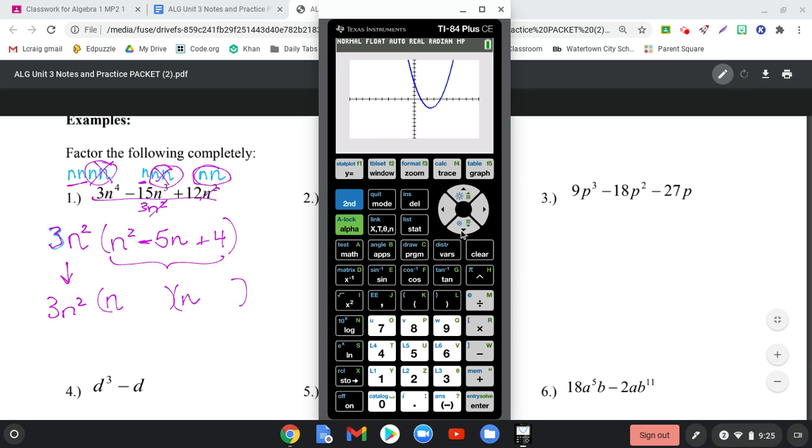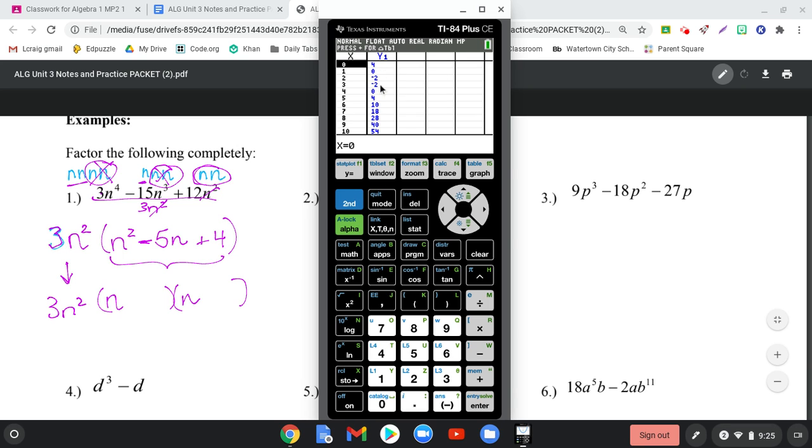We'll take a look at the graph. Remember, you're looking for the x-intercepts. It's crossing at 1 and 4. If you're not sure, go to the table. Where's the y value? 0. 1 makes it 0, and 4.